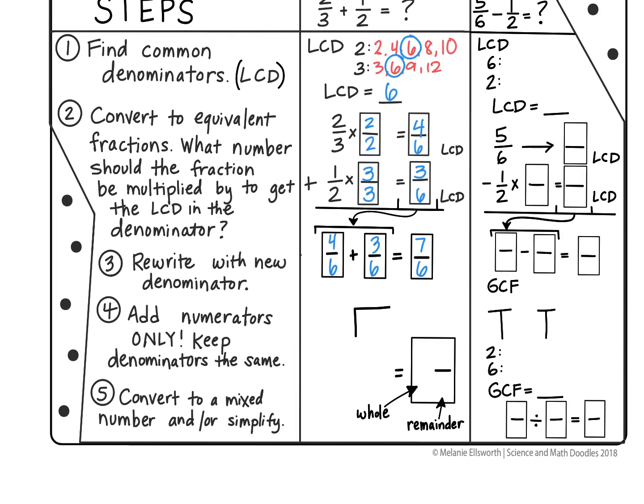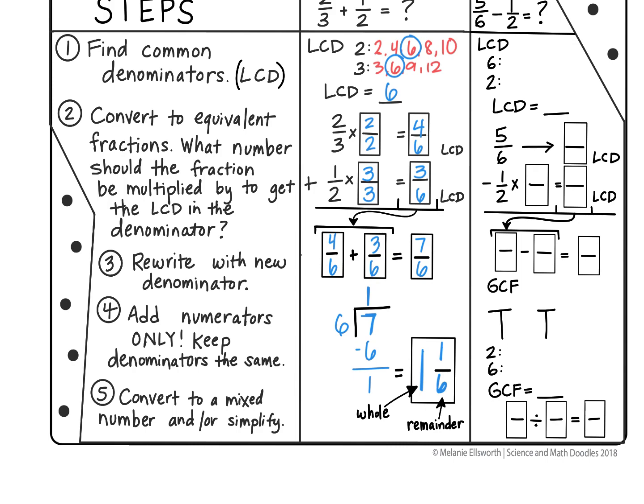Because this is an improper fraction, 7/6, I need to change that to a mixed number. So going back a couple days, we talked about boxing the top, and we do 7 divided by 6. I know that 6 goes into 7 one whole time. My remainder becomes that numerator, and the denominator is still 6. So 1 and 1/6 becomes my answer.